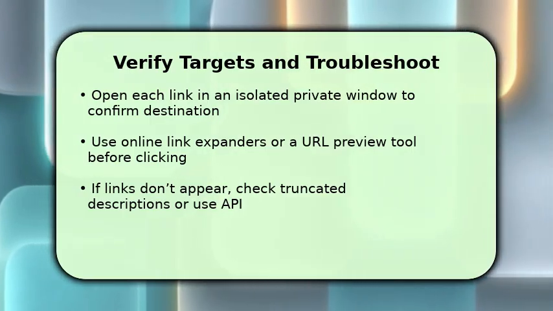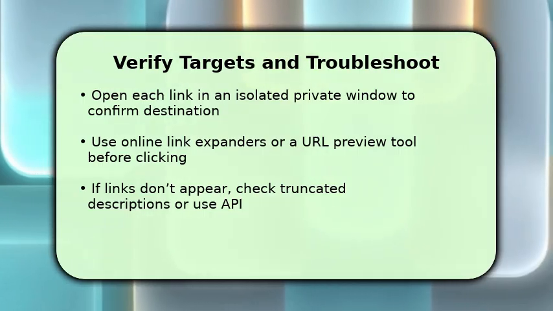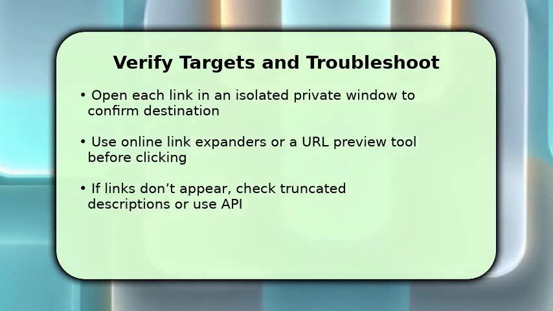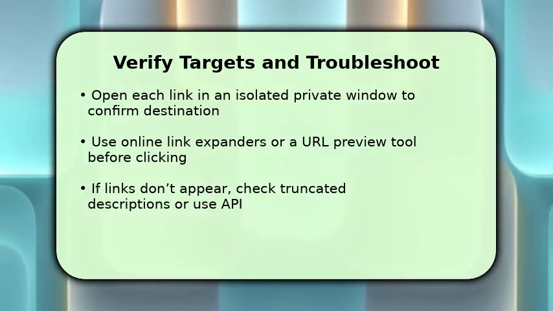If still absent, use the YouTube Data API or the page source to pull the description text. Troubleshooting tip: if links load incorrectly, clear cache or test another browser to rule out extension interference.